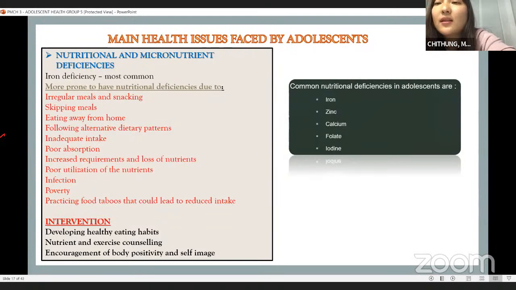Healthy eating during adolescence is very important, as body changes and rapid growth bring an insatiable appetite and require a lot of energy. But excessive eating of high-calorie food or a sedentary lifestyle can outweigh any metabolic benefit. So interventions include developing healthy eating habits, nutrition and exercise counseling, and encouragement of body positivity and self-image.